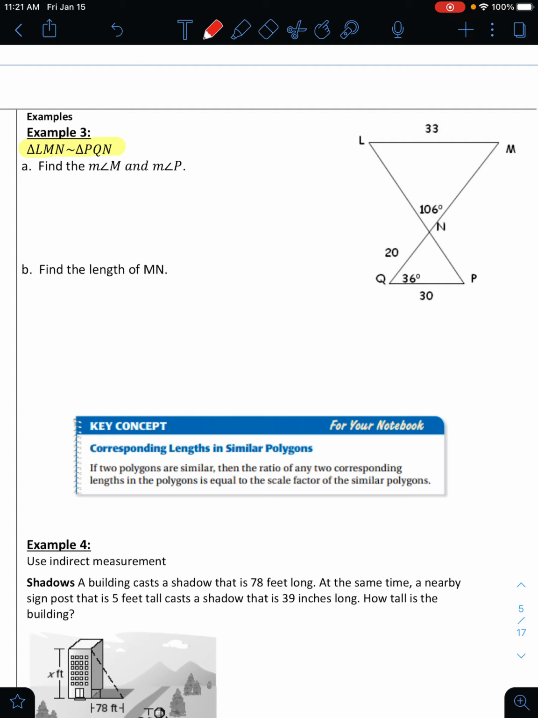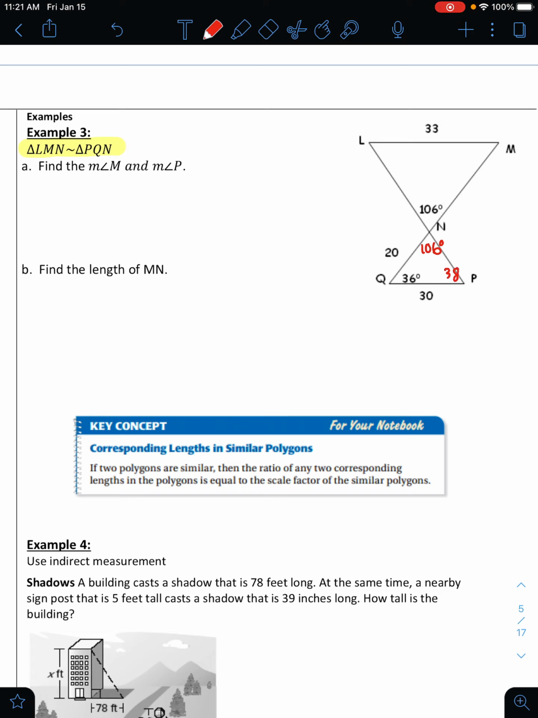Okay, I am going to go ahead and go like this for just a minute. I know that's 106 because of vertical angles. So to calculate angle P, I'm going to do 180 minus 106 minus 36. So this one is 38.